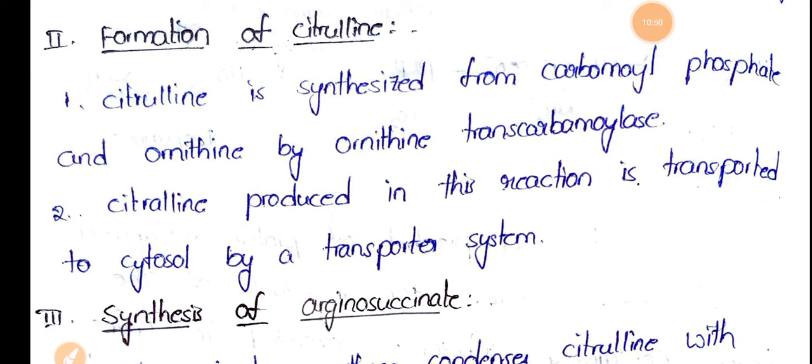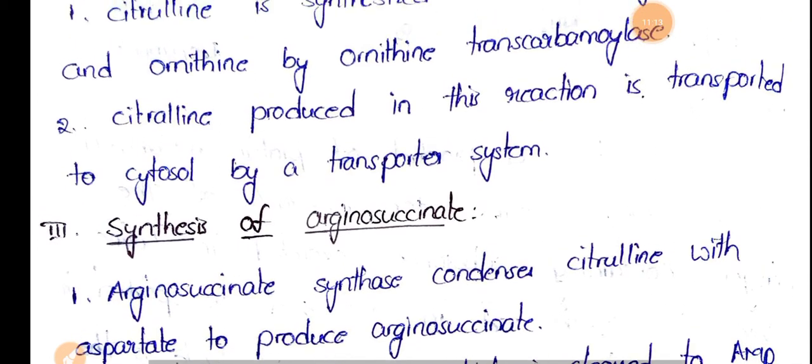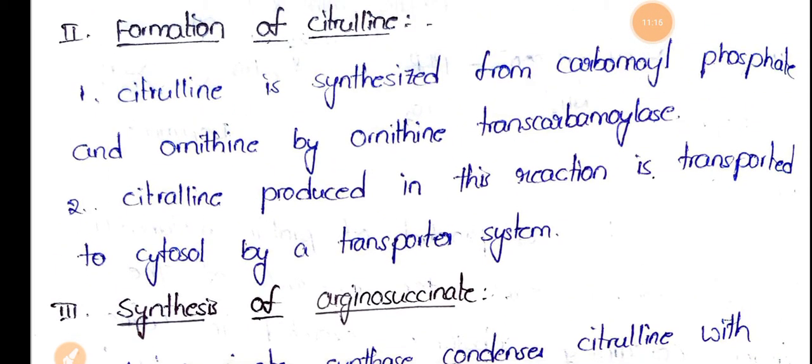So far what kind of transport systems have we seen? If you remember, the carnitine transport system we have seen. Tell me in which cycle we have seen this carnitine transporter system? So in the same manner another transport system is helpful in this citrulline formation. This transport system is responsible for the transportation of citrulline to the cytosol.